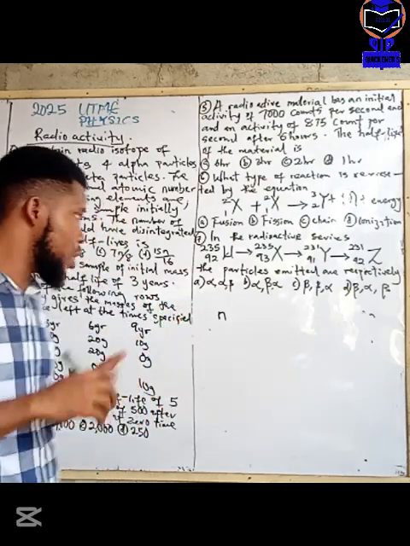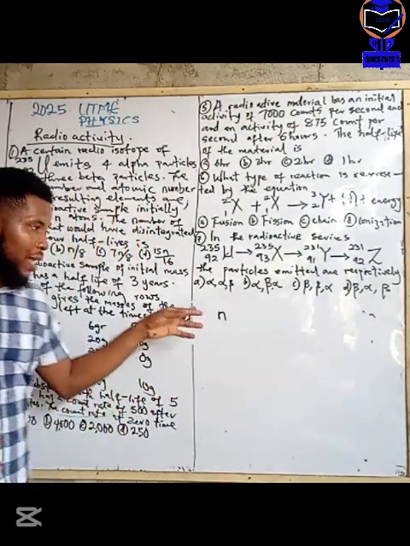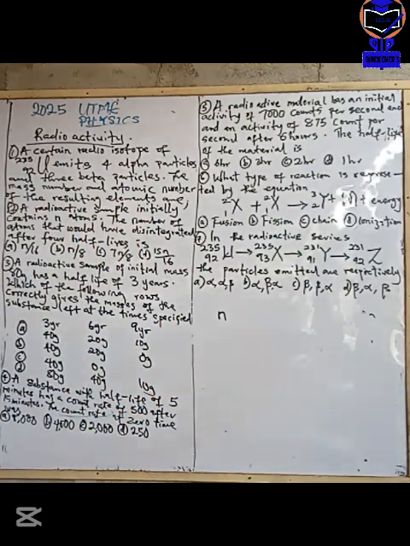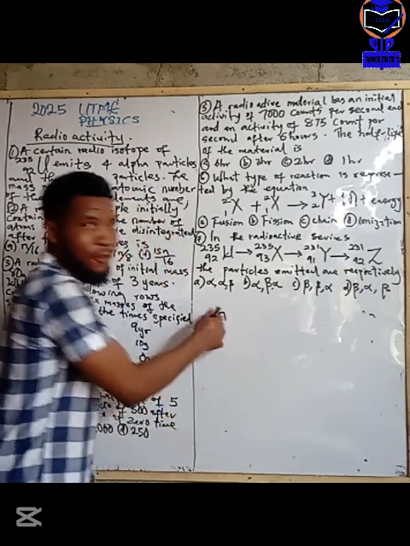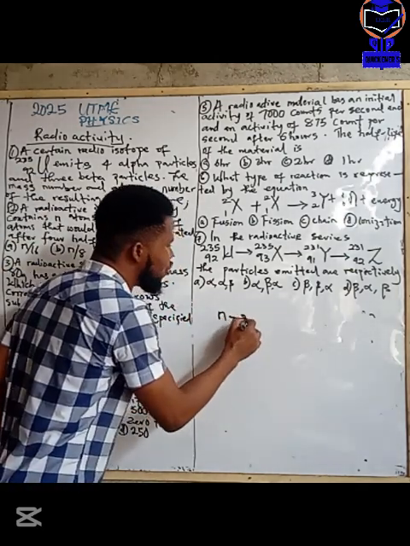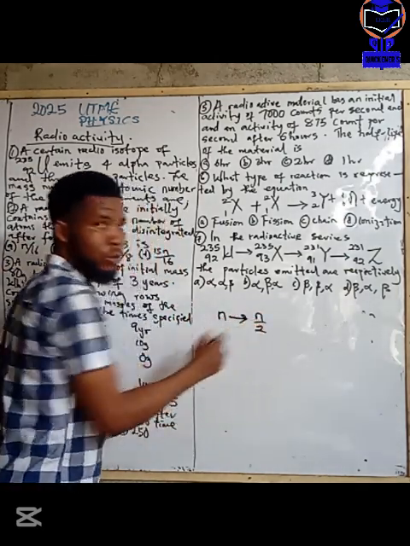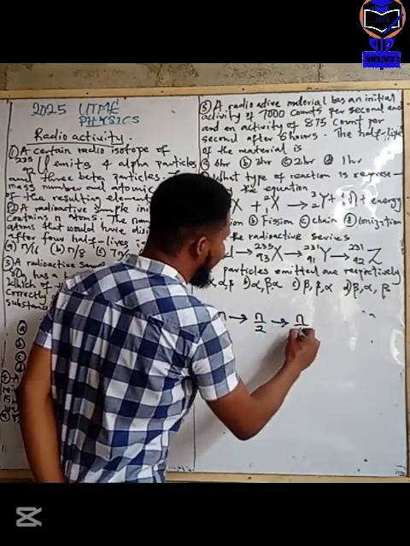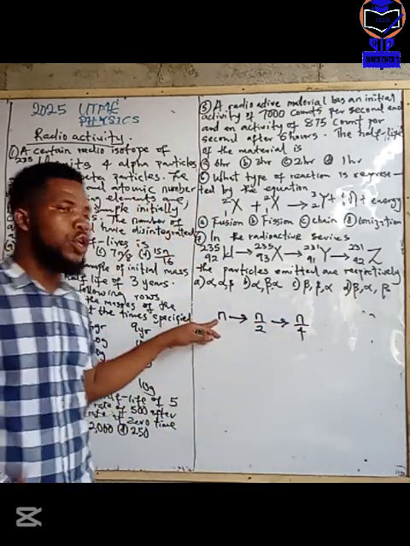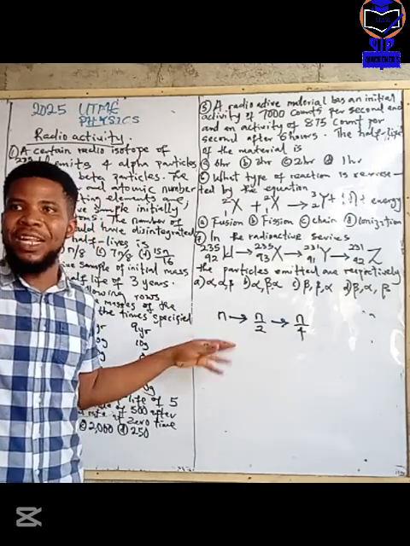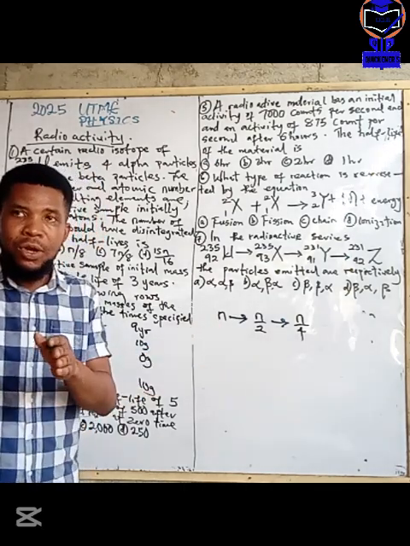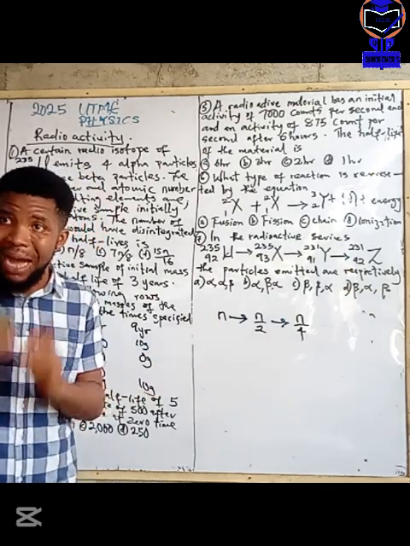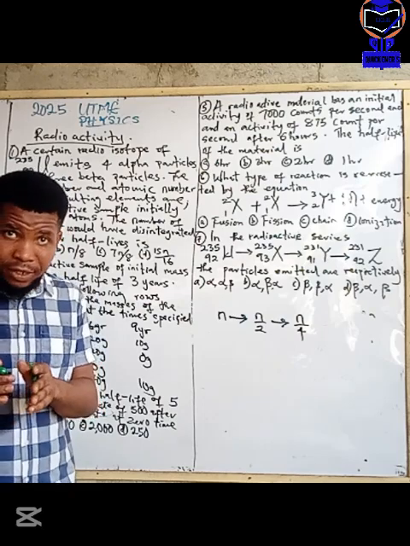Please take note. So the original mass is N. How many half-lives do we have? 4 half-lives. So this is the first. The first half-life will give N over 2. The next half-life will give N over 4. What is half-life? Half-life is the time it will take for half of the mass to disintegrate.